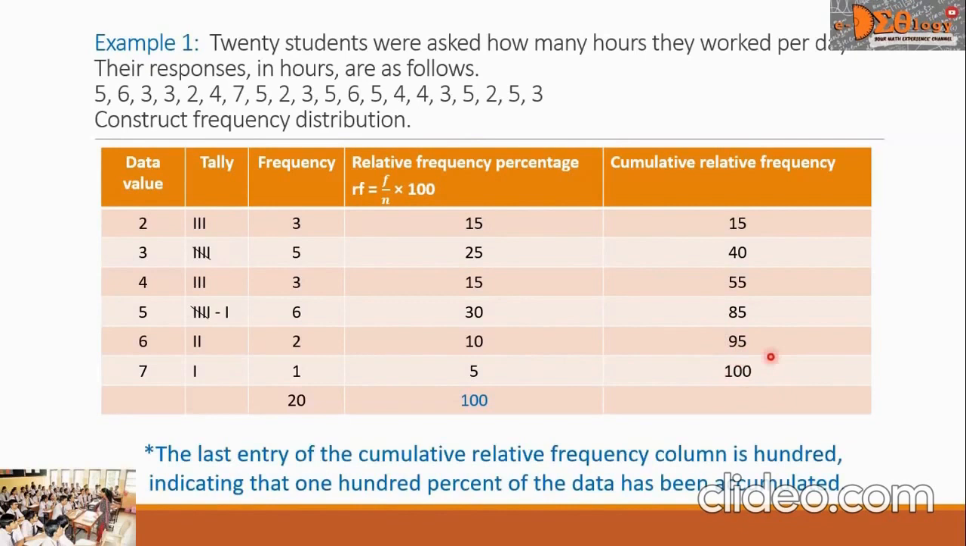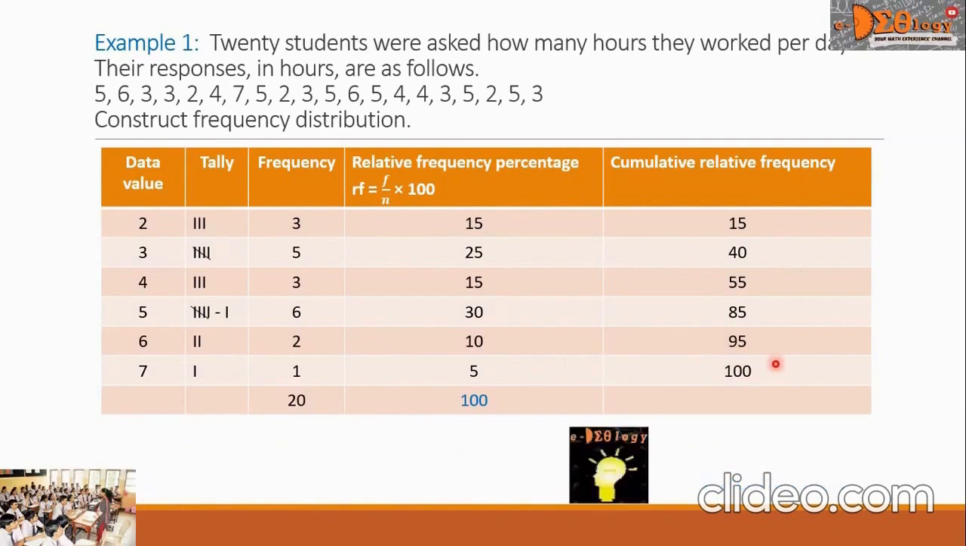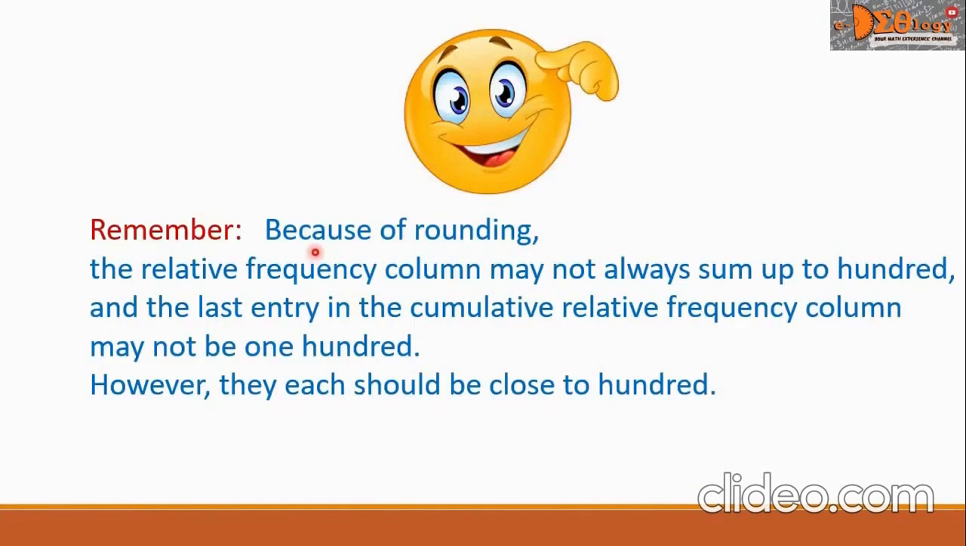The last entry of the cumulative relative frequency column is 100, indicating that 100% of the data has been accumulated. So, we are done with our example 1. This is now our answer. Remember, because of rounding, the relative frequency column may not always sum up to 100. And the last entry in the cumulative relative frequency column may not be 100. However, they each should be close to 100.